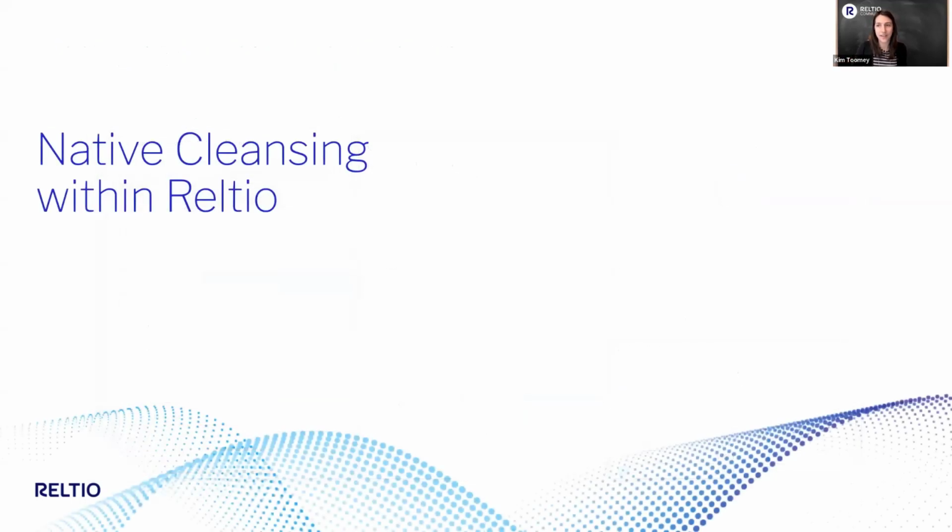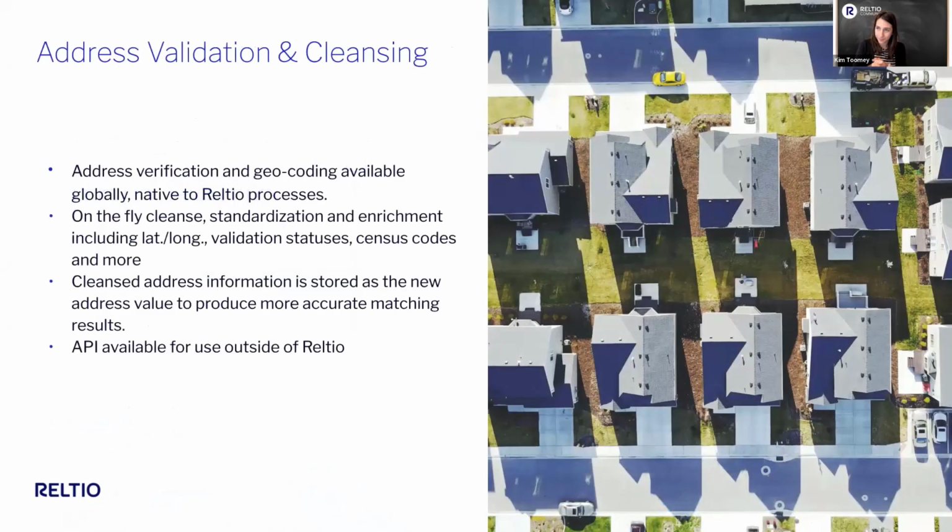All right, so let's take a look at some of those native cleansers within Reltio. Again, just a few more slides, and then we'll move into our live product demo here. So first and foremost, and probably the most robust out-of-the-box cleanser that we have is our address validation and cleansing. So this is available globally. All of our customers out of the box are going to get US non-CAS addresses. And of course, you can subscribe to a global subscription or anything in between as your business needs that third-party location data to be enriched on the fly.